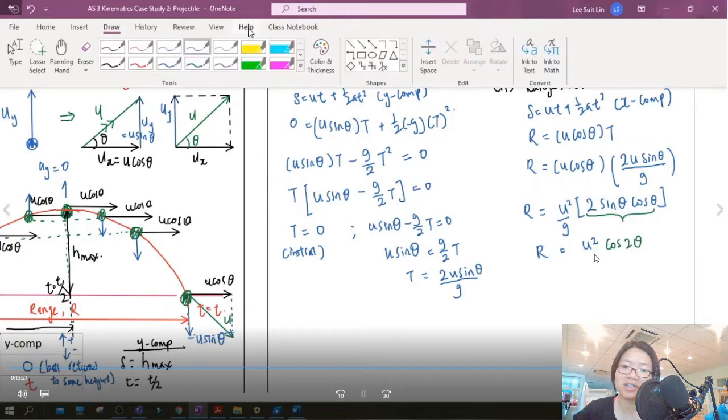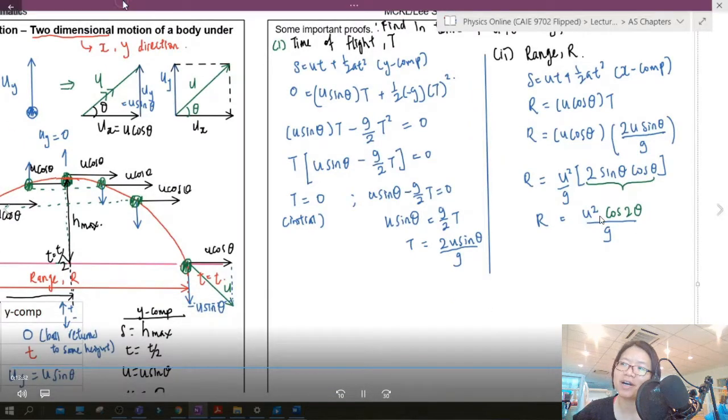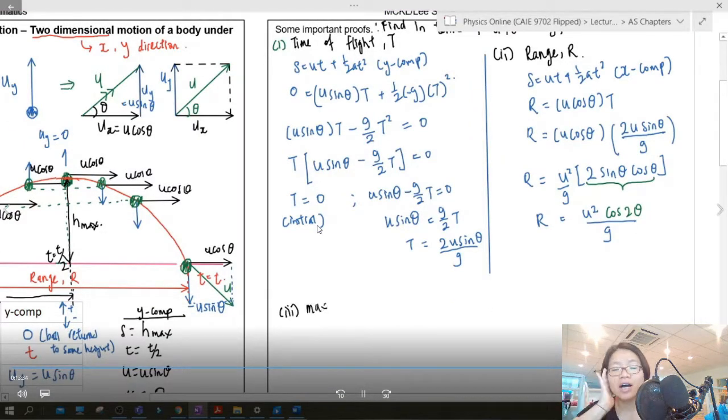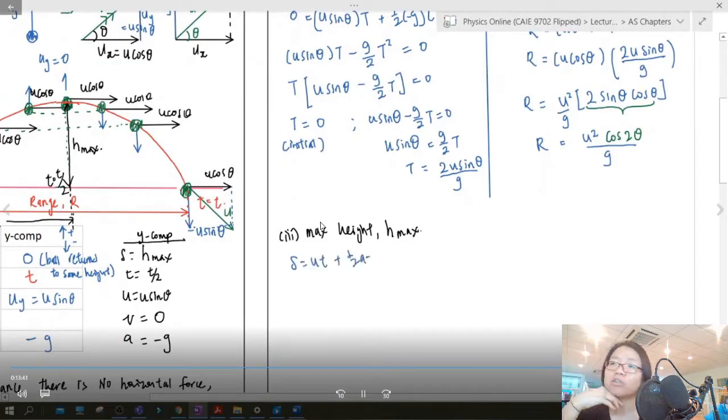This is cos 2 theta, by the way, divided by g. Later in the in-class activity, if we have time, I will come up and explain why these are all quite useful ways to write your range. But at the same time, it's not needed. Please don't memorize. Okay, finally, we're going to try to find maximum height.